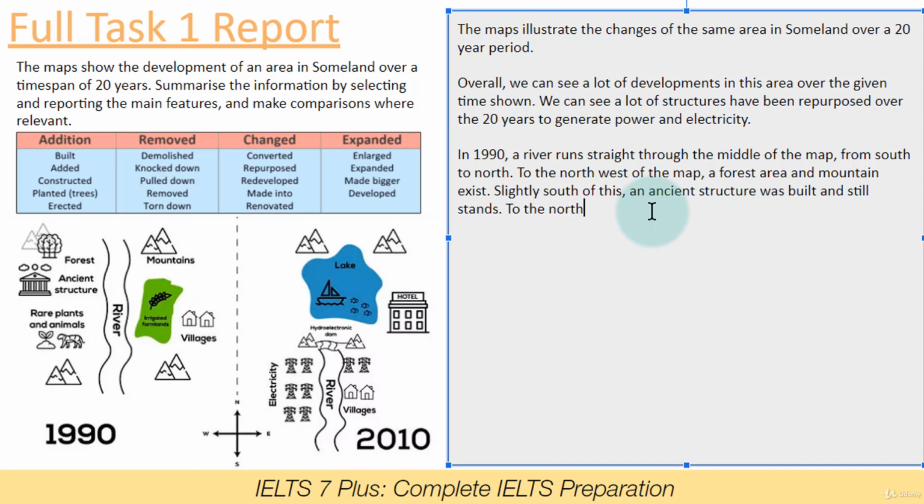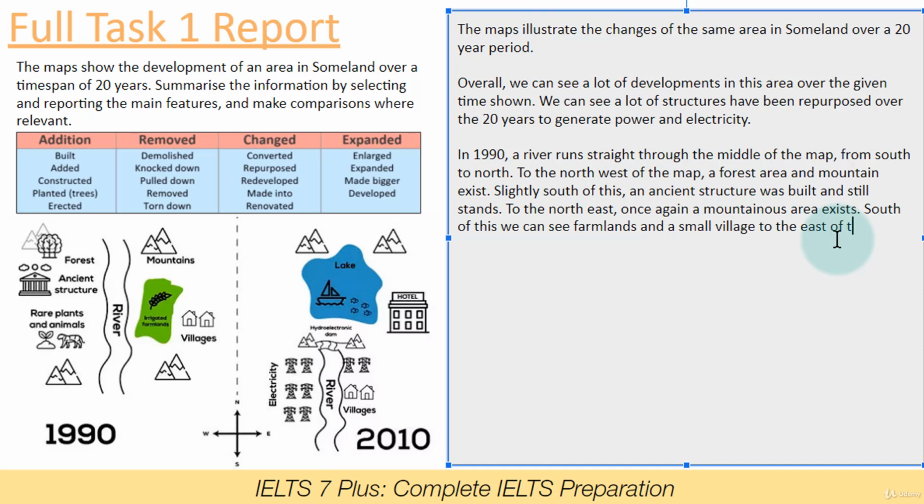To the northeast, once again, a mountainous area exists, making comparison once again. South of this, we can see farmlands and a small village to the east of this. I'm saying small, it doesn't look particularly large, so I think that's okay. Generally, we wouldn't add too much detail that we don't know for sure, just report what you see. But it looks pretty small, so I think it's okay to say this.